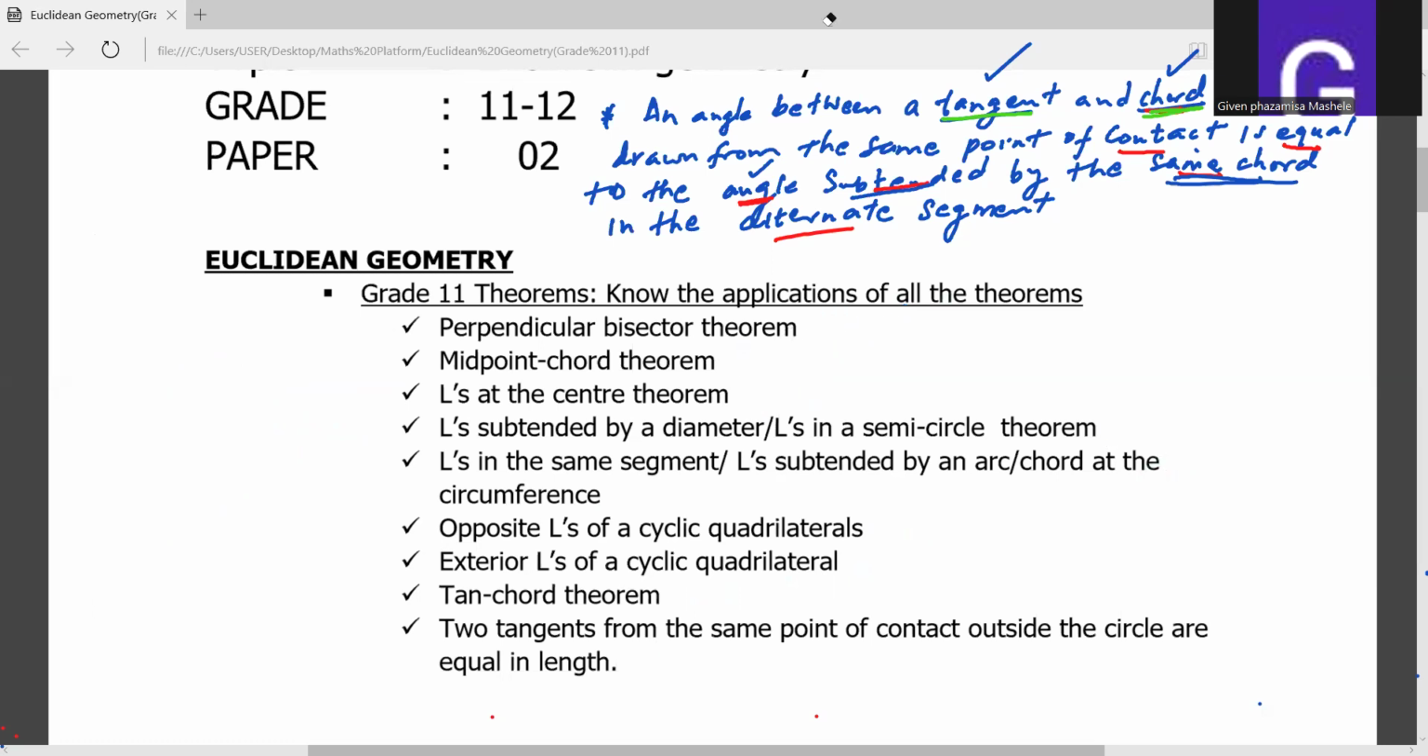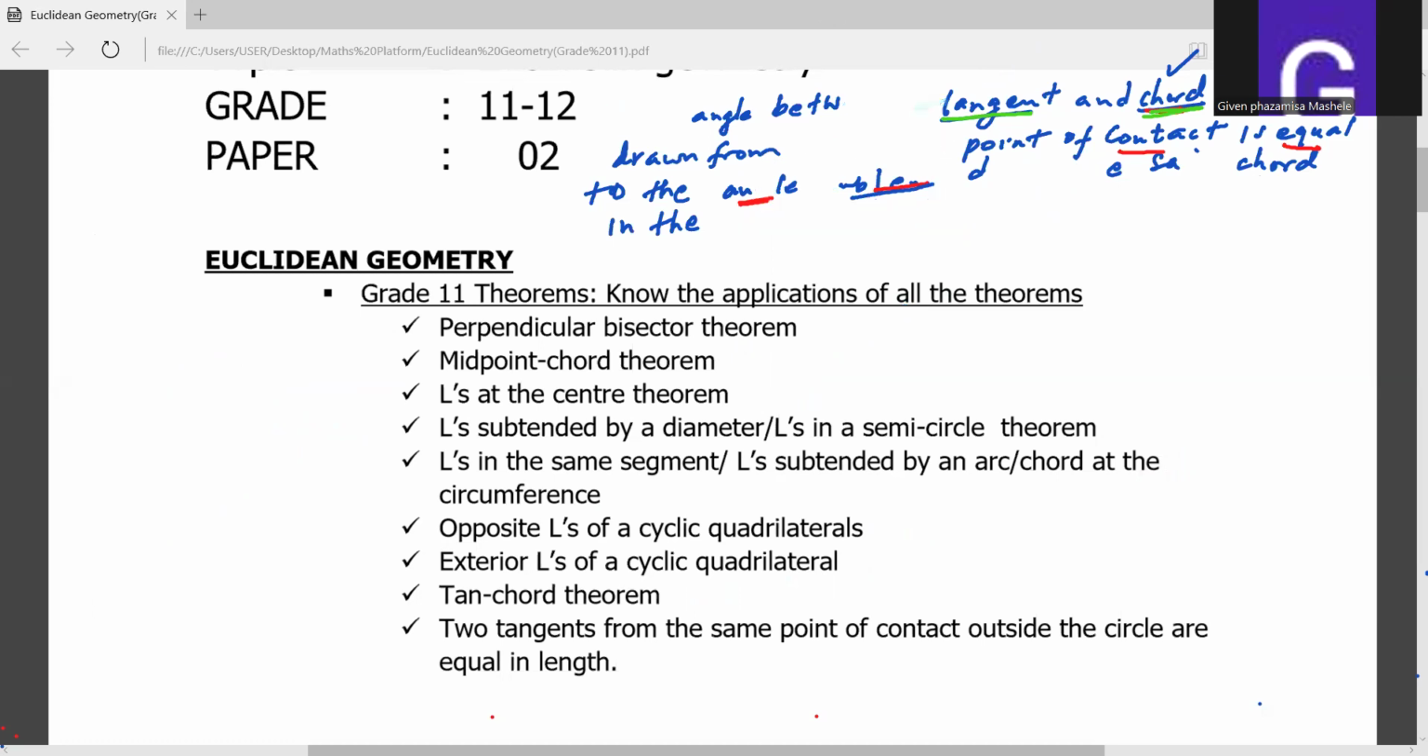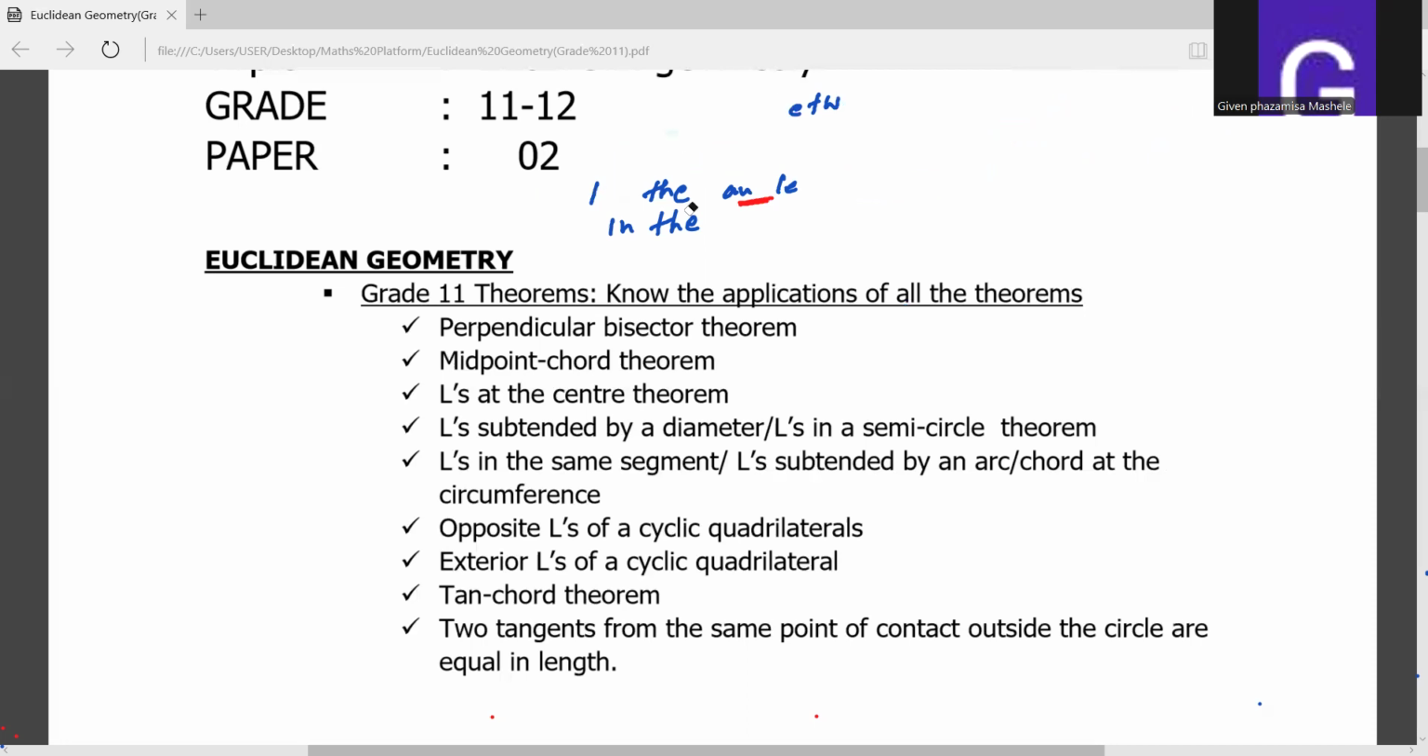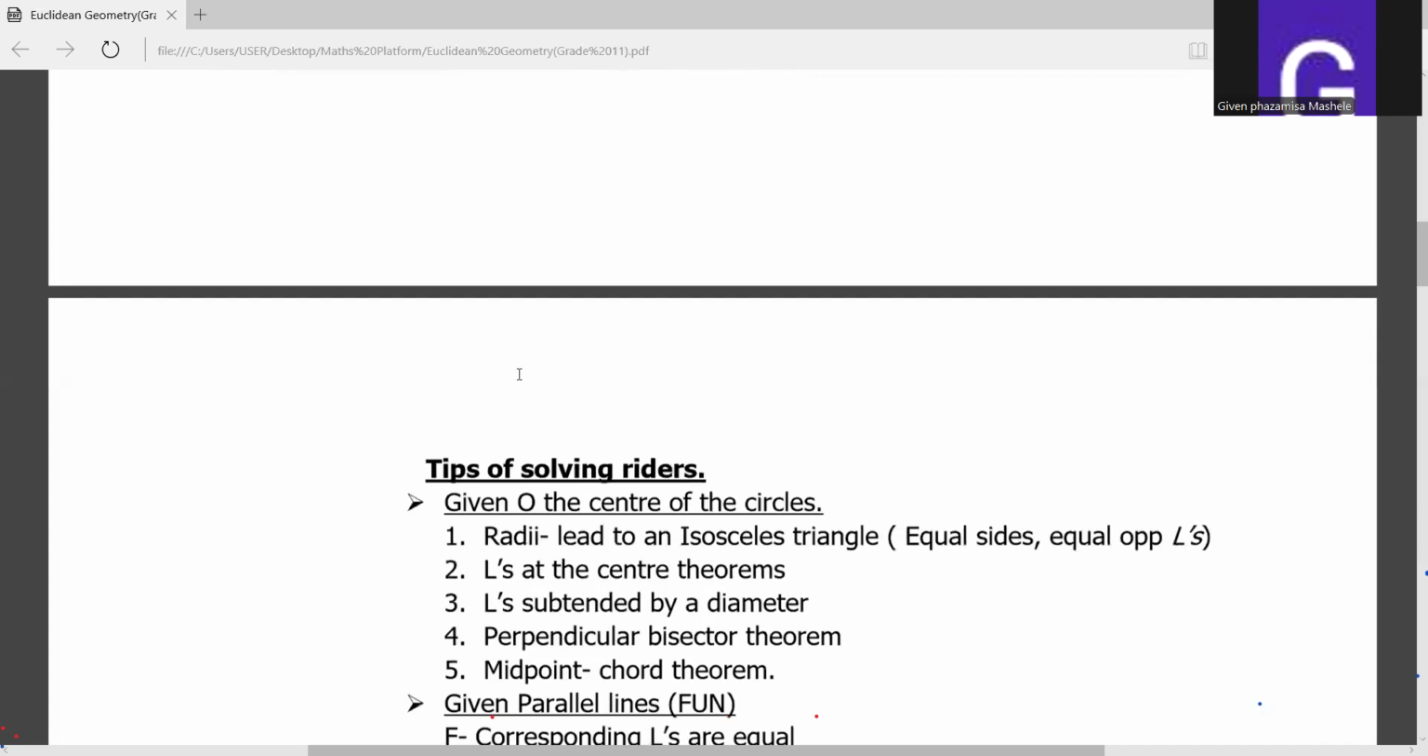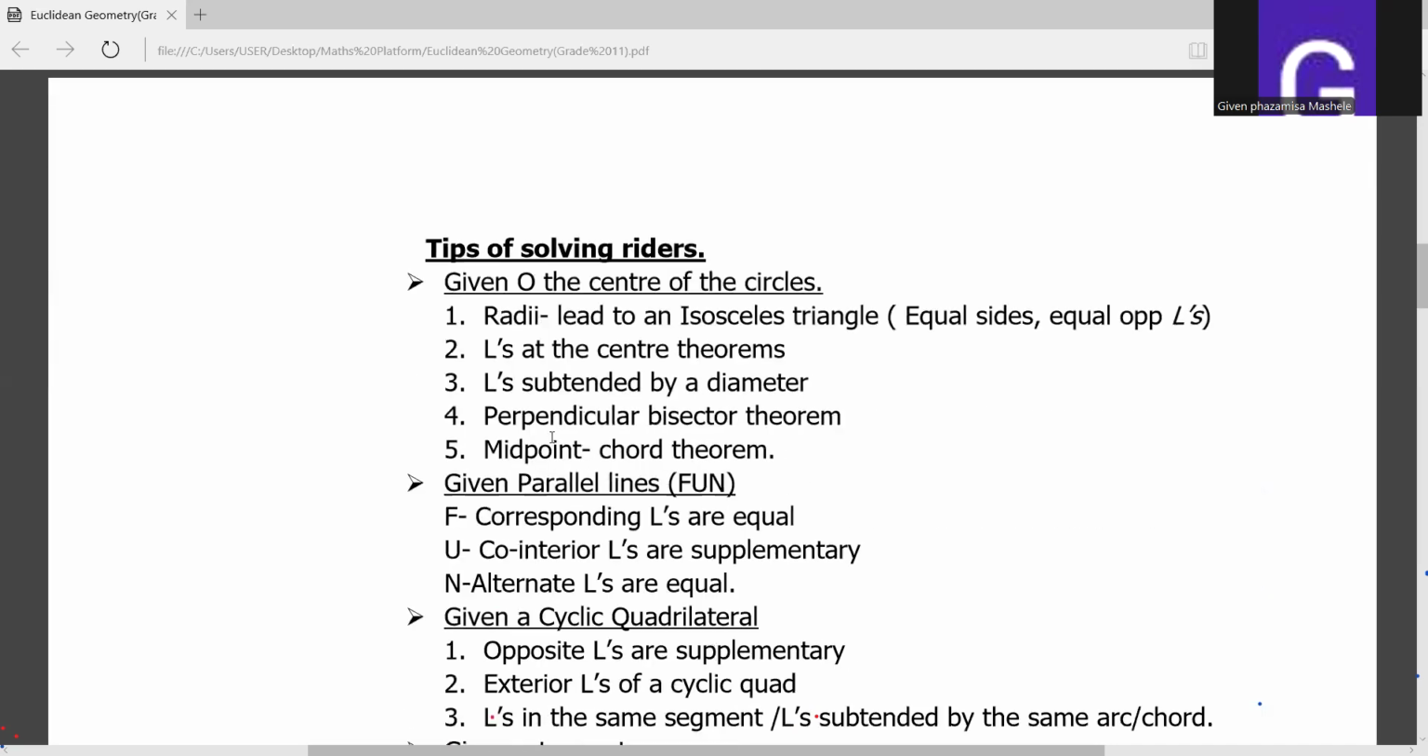Okay, right. I believe, guys, you are well. Let's go and deep dive into the questions. Okay, I forgot something. Before we deep dive into the questions, I just want to give you some tips on how to actually answer these questions when you are given a rider. So here are the tips for solving riders.